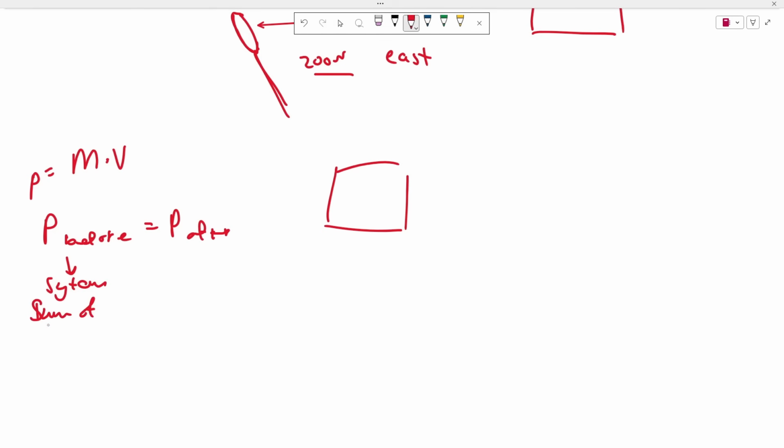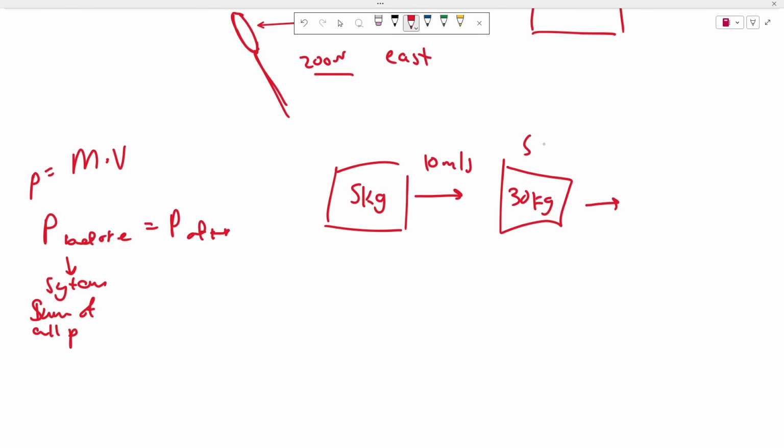Okay, so if you have an object that's 5 kilograms and it's going at 10 meters per second, the momentum of the system here will just be this mass times this velocity. But if you have a second object that's 30 kilograms, moving at 5 meters per second, then the momentum of the system will be this 5 times 10 plus this 5 times 30, okay?